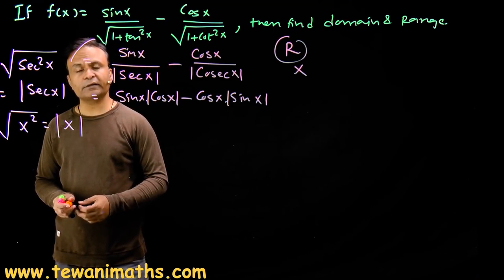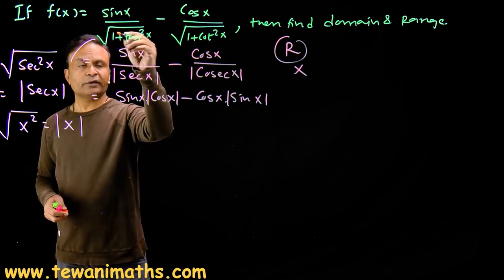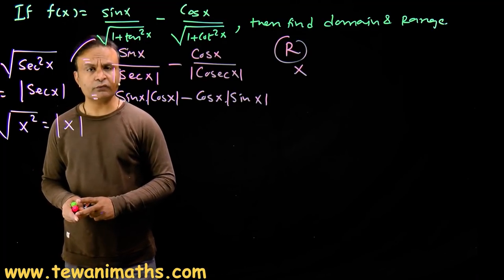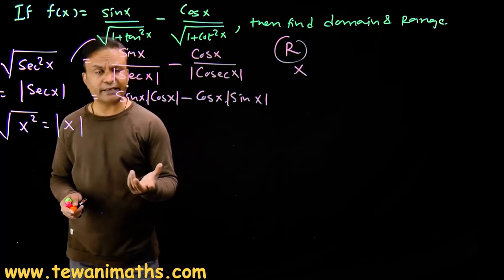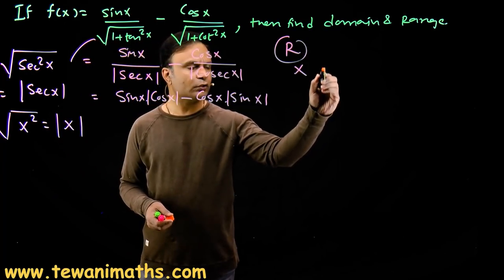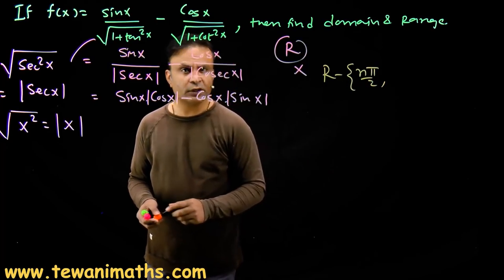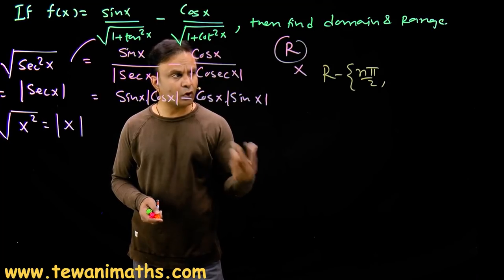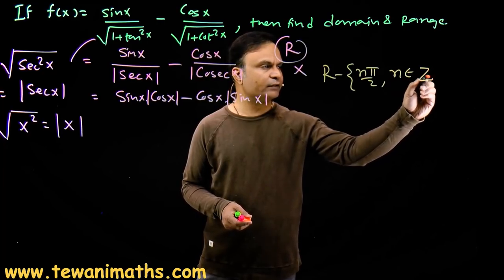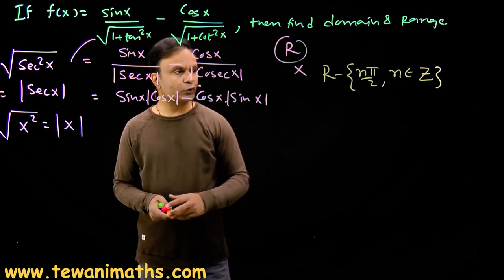So when you simplify the function, keep eye on the domain of the original function. In fact, keep eye on terms of the original function. Now here tan x is not defined when x is odd multiples of pi by 2, and cot x is not defined when x is integral multiple of pi. So actual domain is all real numbers minus n pi by 2. This includes both integral multiples of pi as well as odd integral multiples of pi by 2, where n belongs to Z. In fact, these are quadrant angles. So this is domain of the function.